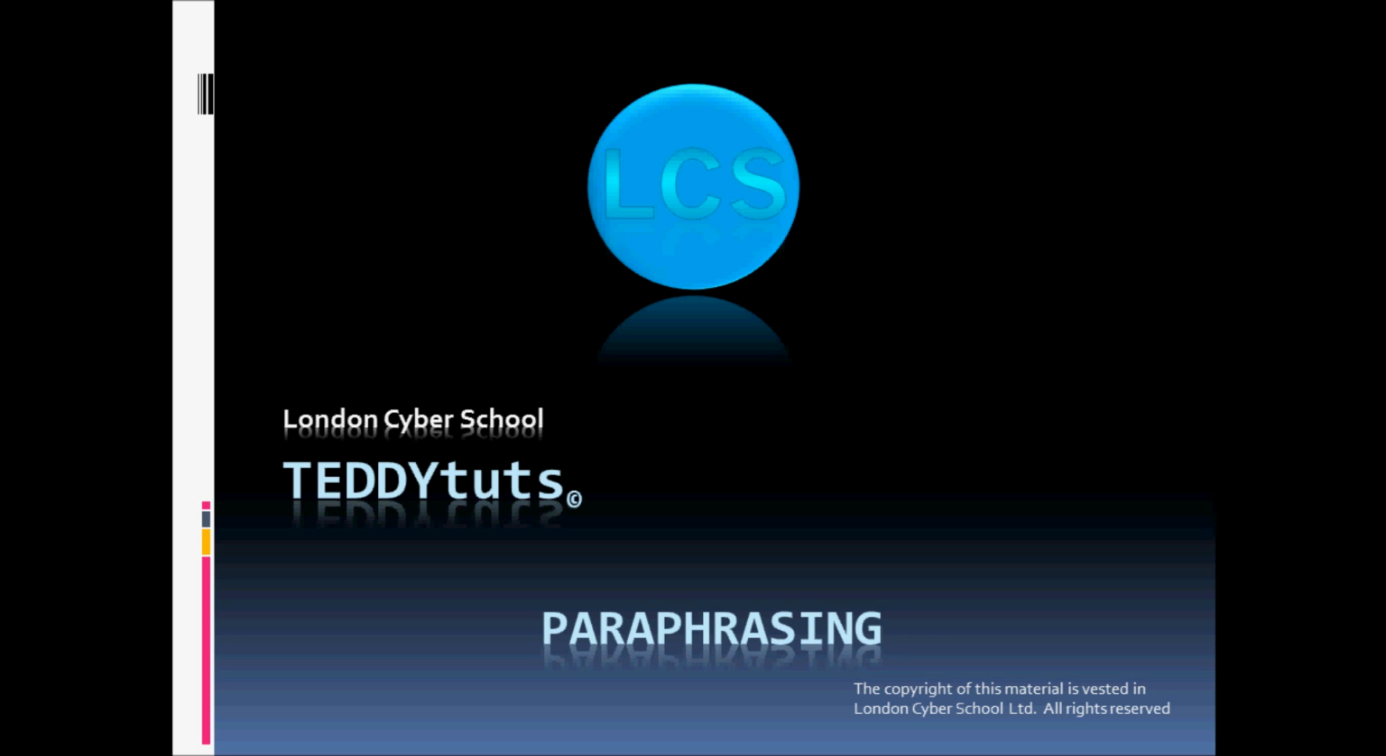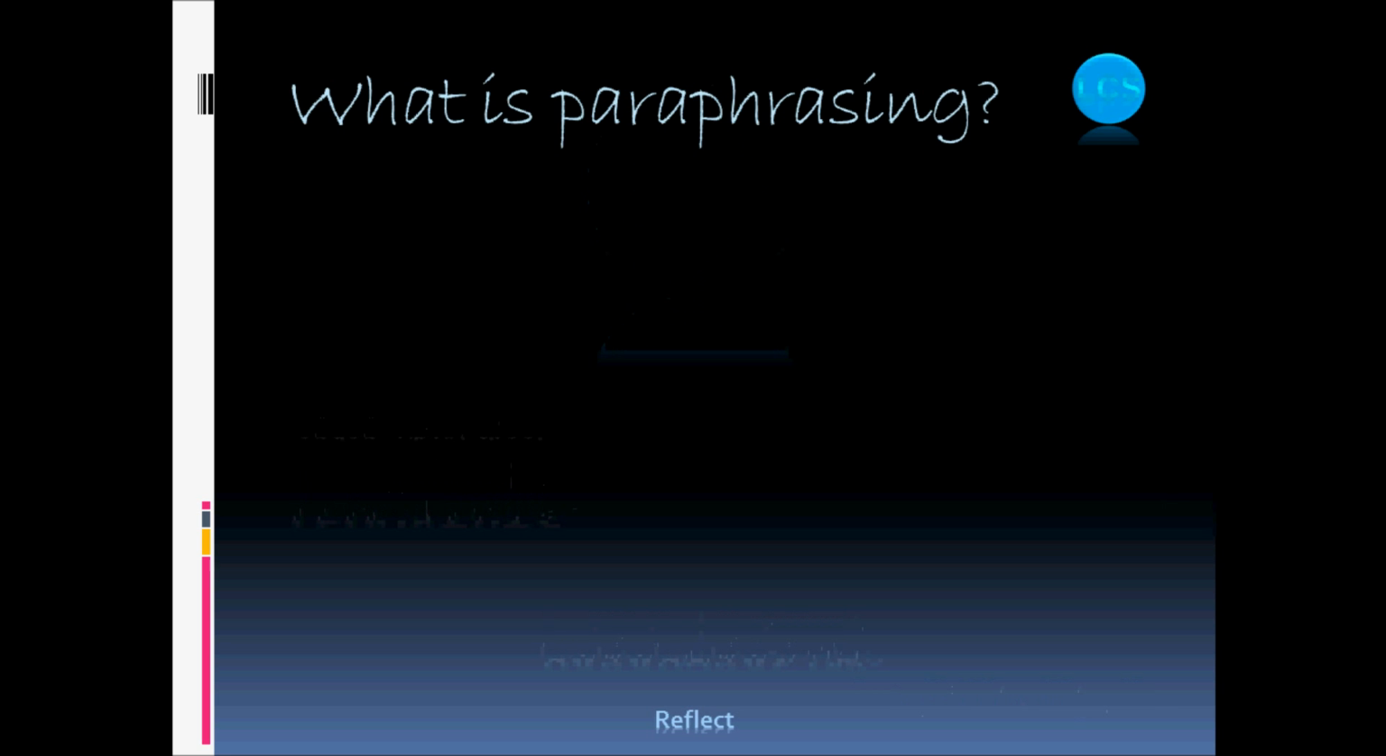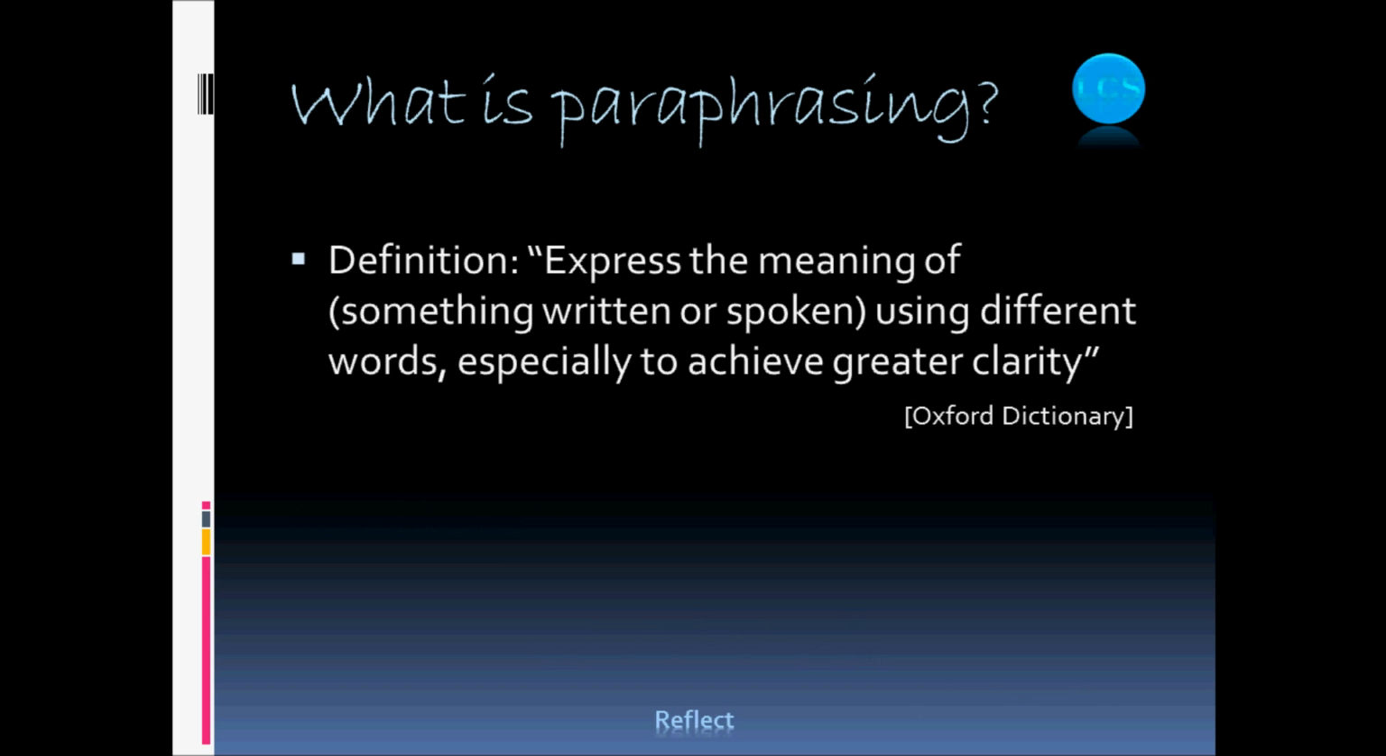Today we are going to deal with paraphrasing. So what is paraphrasing? Well, according to the Oxford Dictionary, they define paraphrasing as express the meaning of something written or spoken using different words, especially to achieve greater clarity.